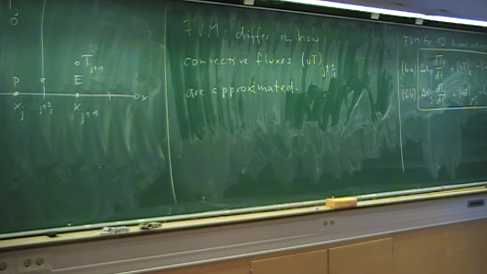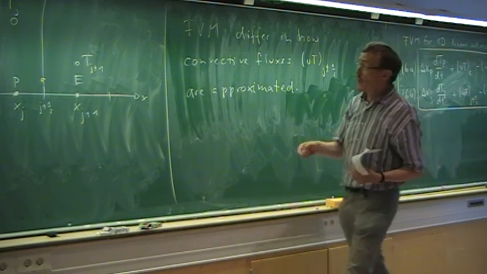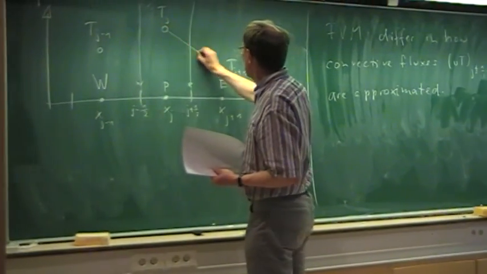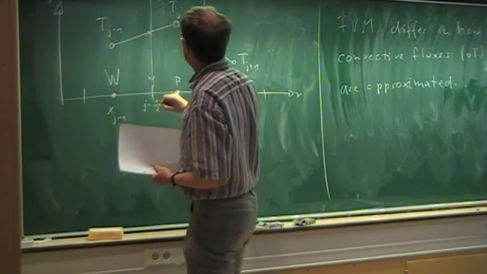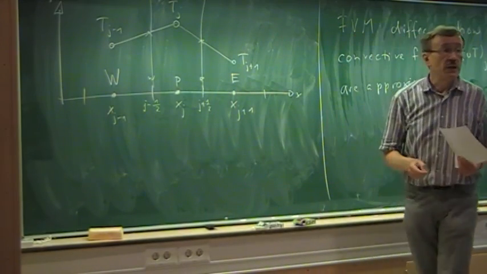And what we can immediately see is that a central approximation would be just taking the average, for example, of these two, taking the average, and here taking the average here. But we shall see that is not a good choice.